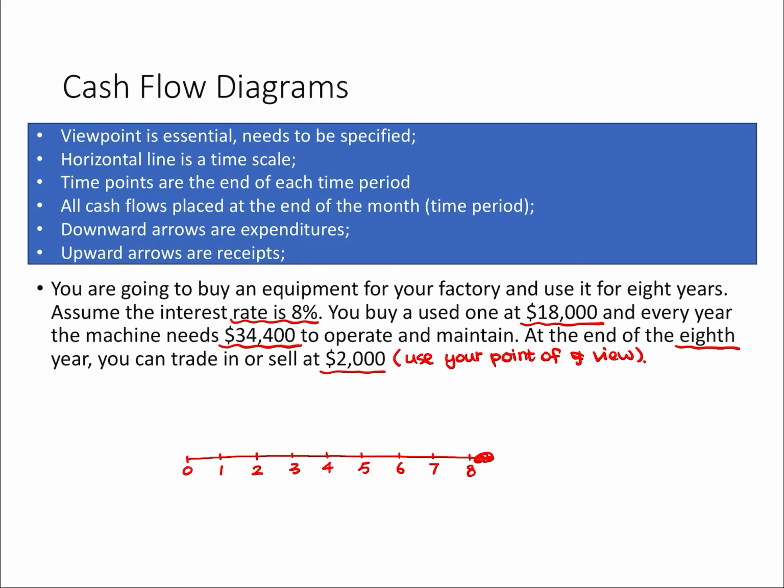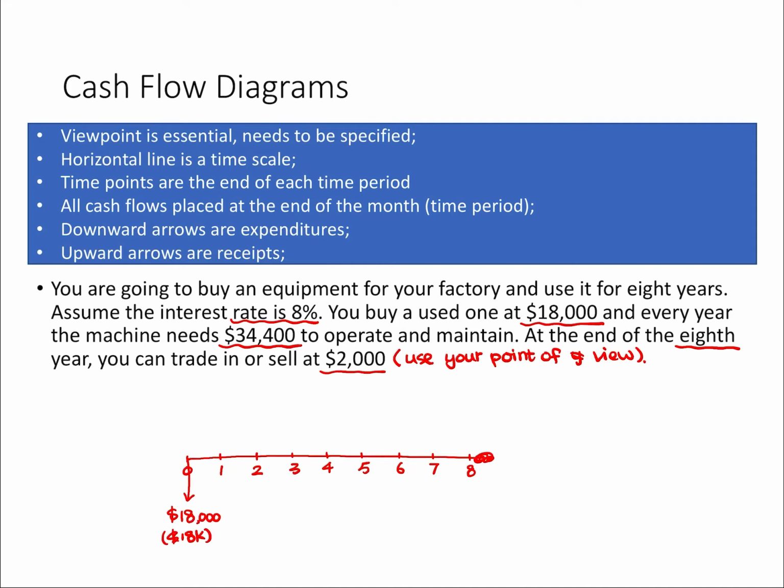Okay, that's your timeline. And we said at the beginning, you spend 18,000. So that's the money going out from your pocket. You're losing that money. So that's a downward arrow. So you're going to have a downward arrow at the beginning. The amount is 18,000. So you're going to label that near the arrowhead. Sometimes if you don't have much space, you can write it as 18K. Okay, but you need to have that dollar sign.